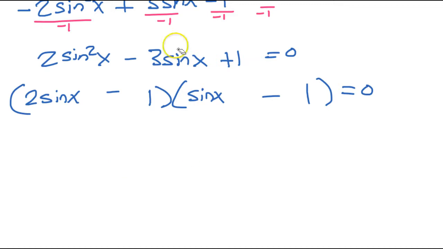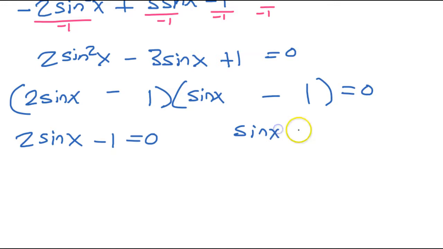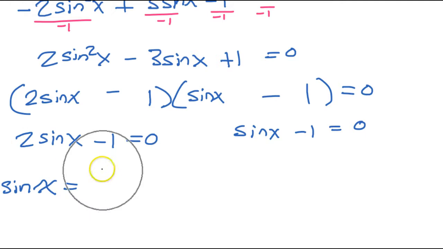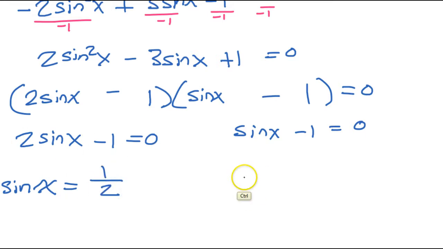So I'm just going to make a little space here. Now by the zero product property, I can set each one of these equal to 0. So 2 sine x minus 1 is equal to 0, and sine x minus 1 is equal to 0. Okay, getting sine x by itself, I'm adding 1 and dividing by 2, so sine x is equal to 1/2. Meanwhile, simply adding 1 to both sides, sine x is equal to 1.